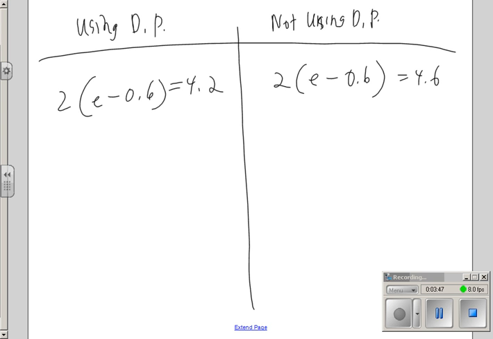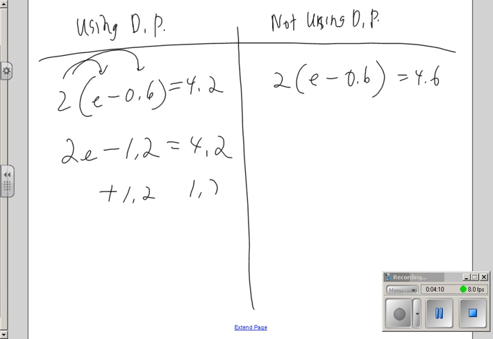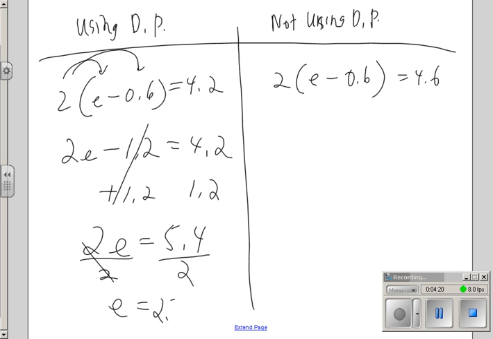Okay, welcome back. So the first thing we're going to do with solving using distributive property is multiply both parts inside the brackets by 2 because we're doubling the e minus 0.6. We have to double it. So that means we have 2e, and we have 2 times negative 0.6, which is negative 1.2, equals 4.2. So using distributive property, that's what the brackets simplify to. I then add 1.2 to both sides. I end up with 2e equals 5.4. Divide both sides by the coefficient, and I end up with e equals 2.7. Aha, that was so easy, you say.